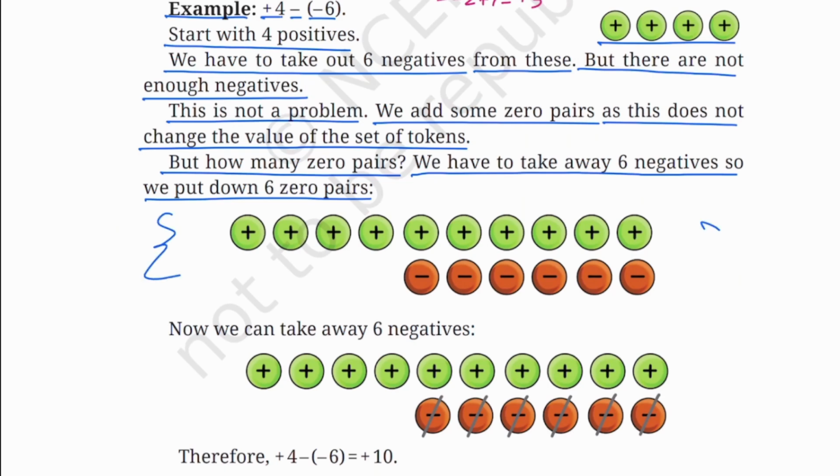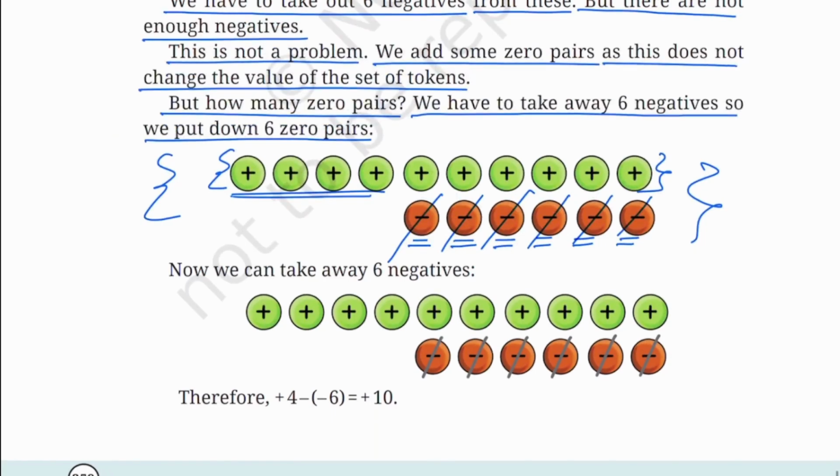Like this. 4 positive tokens are there and you put 6 0 pairs, and from this you can take out 6 negative tokens. What will remain is 10 positive tokens. The answer will be plus 10. Now we can take away 6 negatives like this. Therefore, plus 4 minus minus 6 is equal to plus 10.